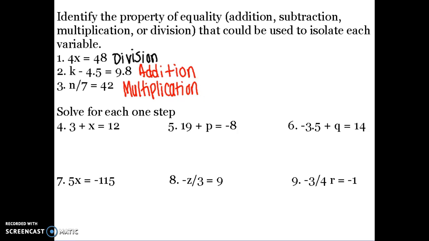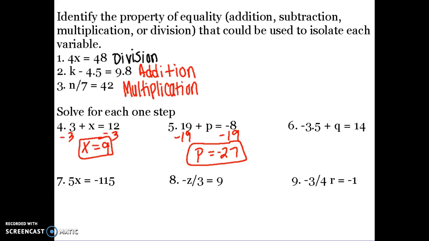Solve for each one-step equation. 3 plus x equals 12. We're going to subtract 3 from both sides. 12 minus 3 is 9. Number 5, subtract 19 from both sides. Negative 8 minus 19. Both of these numbers have a negative sign in front of it, so that's negative 27.